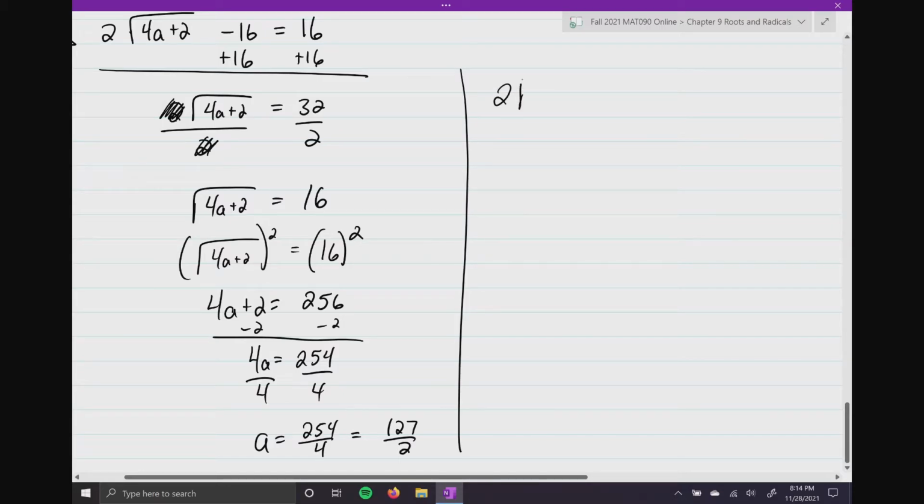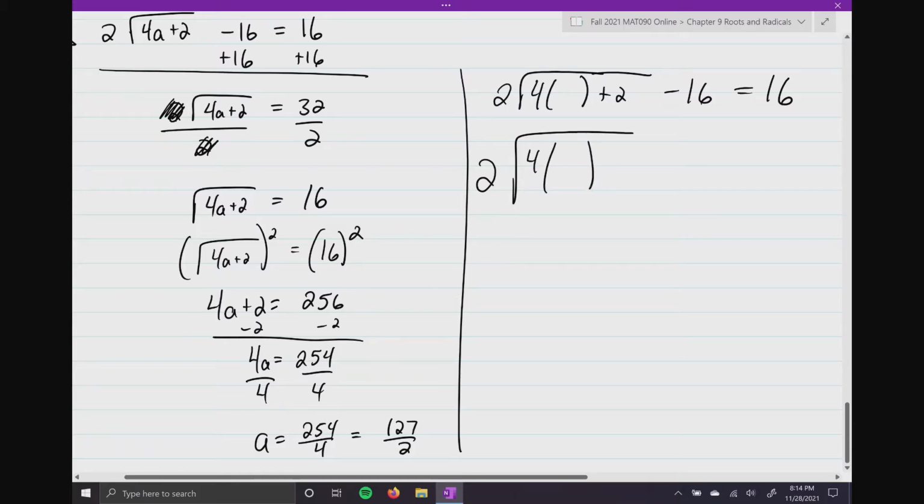2 times the square root of 4a plus 2 minus 16 has to equal 16. So if we're correct, we should get 16, so let's see. 2 square root 4 times... And you know what I'm going to do? Hopefully you can see this. I'm going to use this result right here, 254 over 4, instead of the completely simplified version.